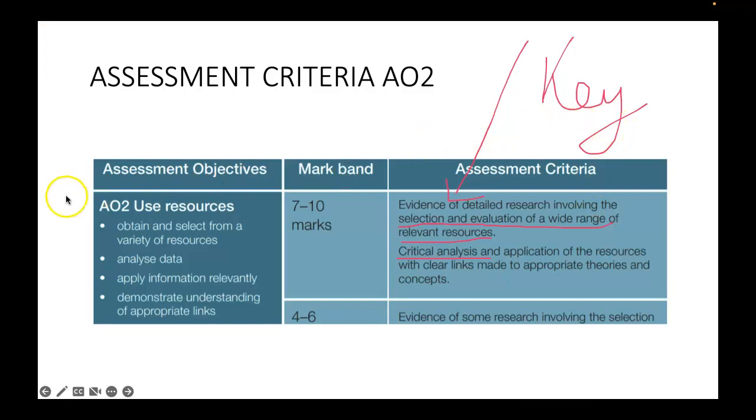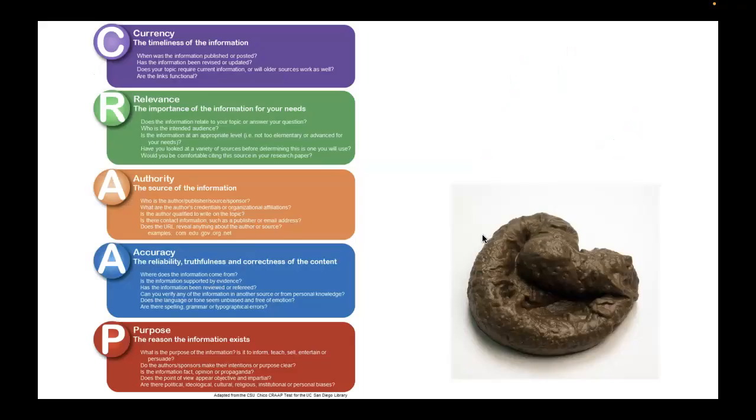I just want to remind you that in terms of AO2, this is your use of sources. The critical selection and evaluation of a wide range of sources is absolutely key. And this will be key to the whole project. So in your report, you must be looking for occasions where you interrogate the source, you show some of its defects, or you show why it's good and why it's strong.